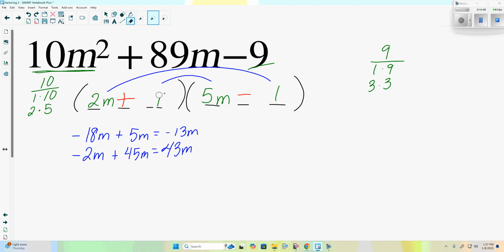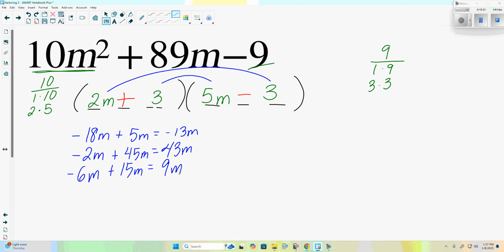Okay. All right. Now we can switch the 1 and 9 for 3 and 3. 2m times negative 3 is going to be negative 6m. 3 times positive 5m is going to be plus 15m, giving us 9m. Is that the middle term we wanted? No. Well, the next thing we could do is switch to 3 and 3. It's just going to give us the same thing.